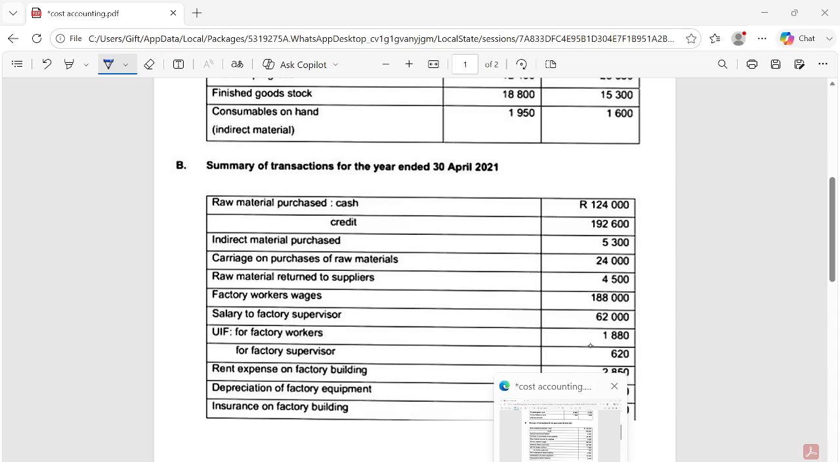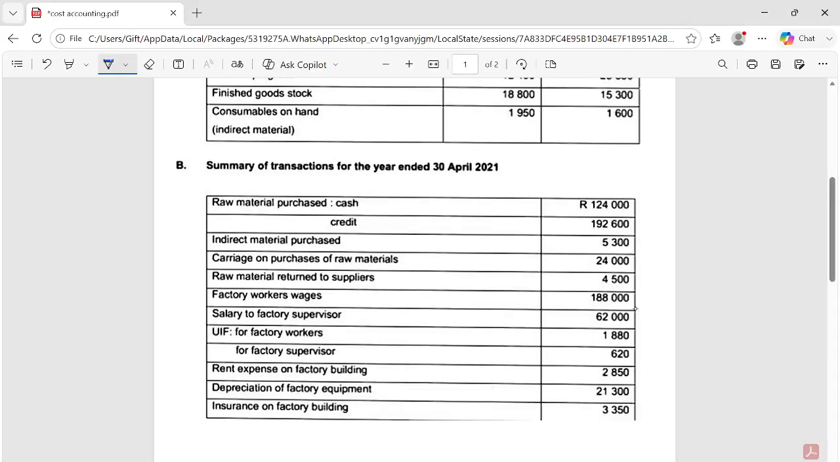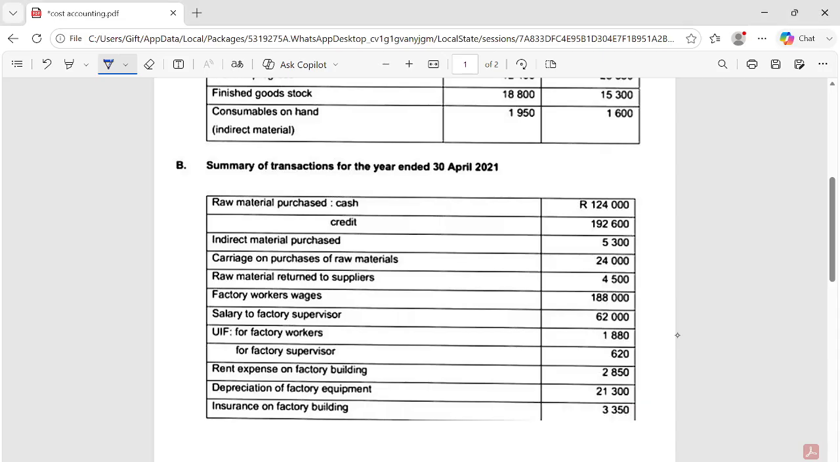3,350. My rent expense is going to be 2,850. Depreciation is 21,300. Let me confirm for the last time if there's nothing that I'm leaving out. Yes, there's nothing that I'm leaving out.